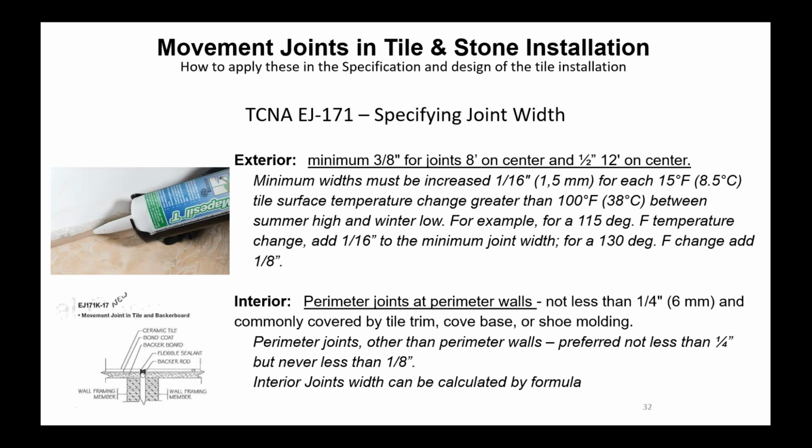All right, let's talk about the joints themselves and joint width. On exteriors, they're minimum 3/8 of an inch for joints on 8 feet on center, 1/2 inch on 12 feet on center. Not only that, in addition to that, there are requirements for temperature changes. So if your temperature fluctuates more than 100 degrees between the hot summer heat and the winter low heat, then you should increase the width of the joint by 1/16 of an inch.